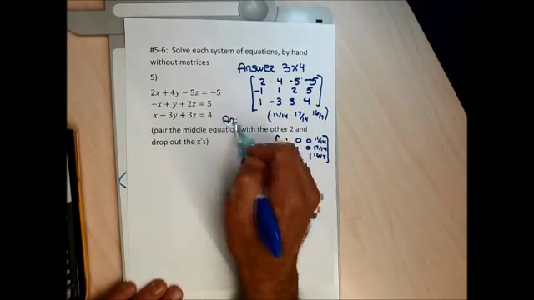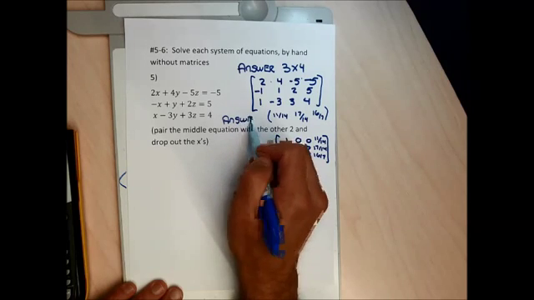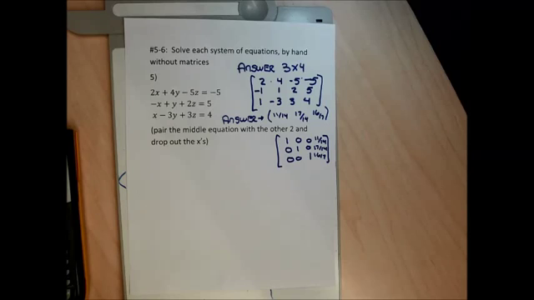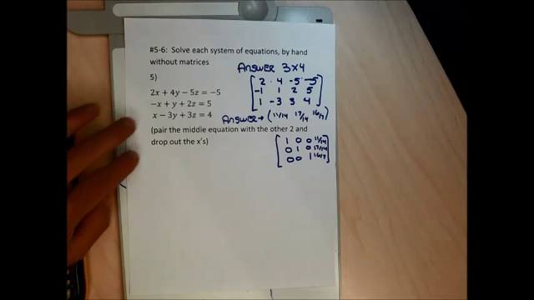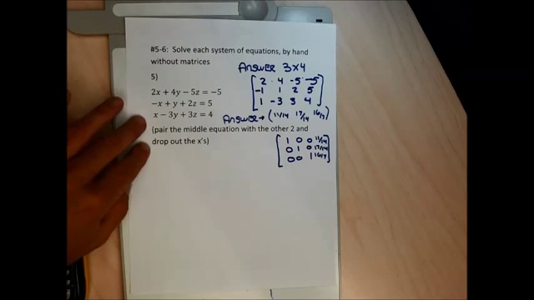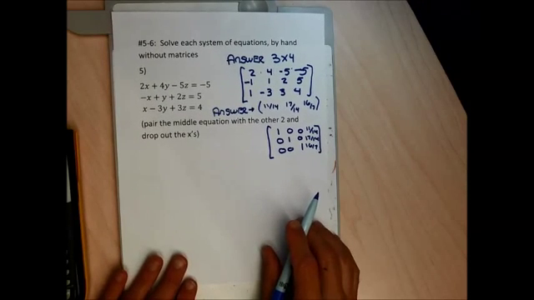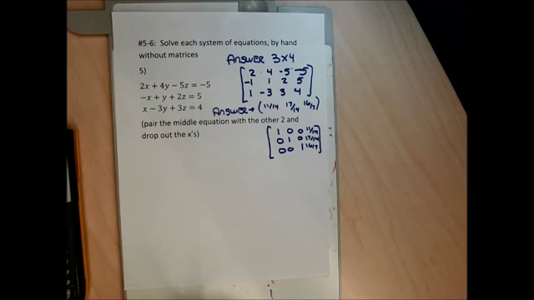I would be really surprised if on a test I gave you a problem that had fraction answers, but this is good character building. So my suggestion to start off was to pair the middle equation with the other two and drop out the x's. So to finish this problem up by hand, I'm going to have to do the elimination method 3 times.